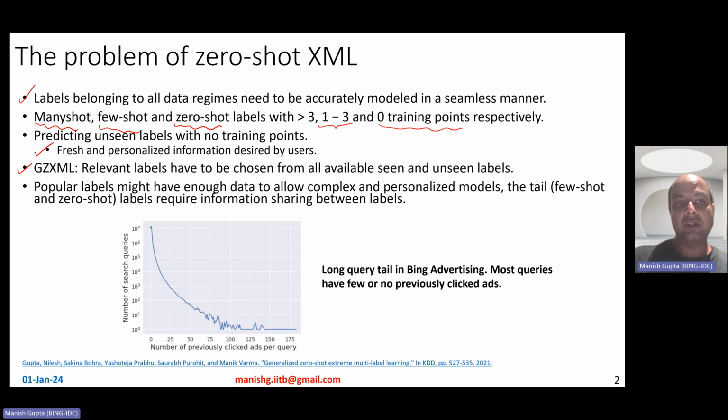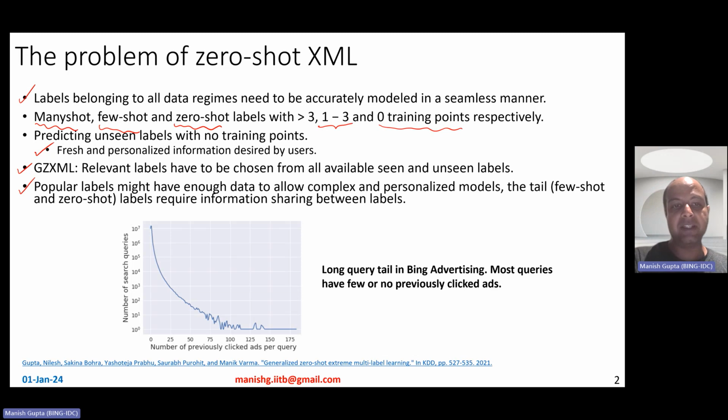Now, the other point is that if you just look at popular labels, they might not have enough data to allow complex and personalized models. The tail labels require information. If you really talk about popular labels, they may have enough data. But if you think about tail labels, whether it is few shot or zero shot, they require information sharing between labels. Without information sharing, there is no way that you can actually predict them as relevant.